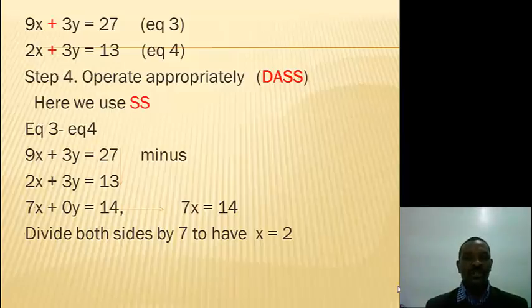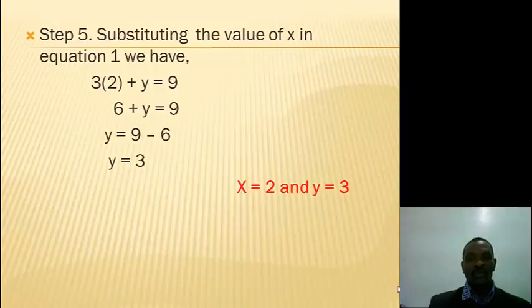Here, because we are dealing with positive 3y and positive 3y, it is the same sign, so we use SS. Equation 3 minus equation 4. 9x minus 2x is 7x, 3y minus 3y is 0y, 27 minus 13 is 14. And we have 7x is equal to 14. Dividing both sides by 7, we have x is equal to 2.